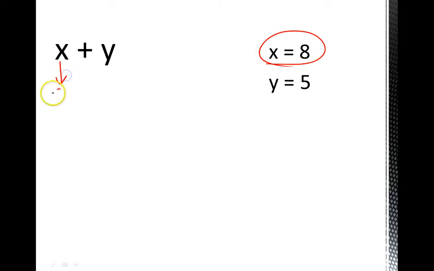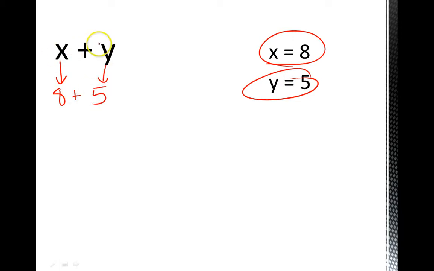Alright, so there's nothing we can do with an expression that has different variables and we don't know the numbers. But oftentimes we are given the numbers. So instead of x, they tell us x is equal to 8. And instead of y, they tell us y is equal to 5. So what we do is say that x is equal to 8, so instead of x, I'm going to put 8. They say y is equal to 5, so I'm going to say y is 5.